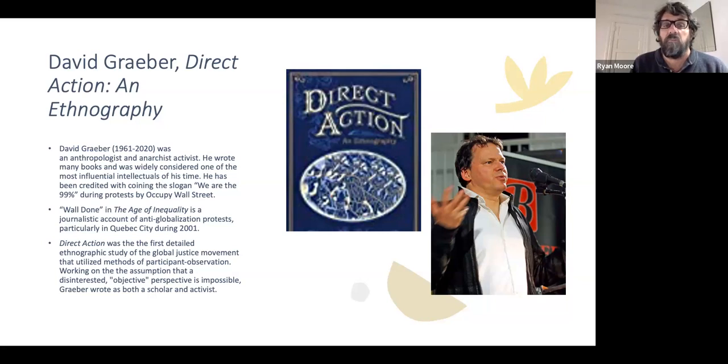study of the global justice movement that utilized methods of participant observation, a method where the person is not just observing a larger phenomenon, but also a participant in it. And he was working on the assumption that a disinterested or objective perspective on these issues was impossible. And so Graeber is fairly unique in the sense that he wrote as somebody who was both a scholar and an activist at the same time.